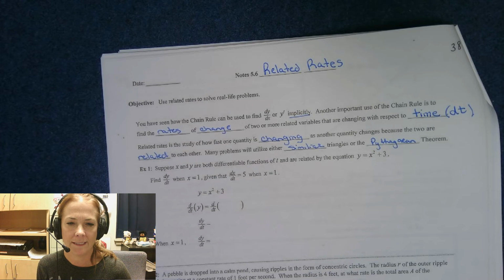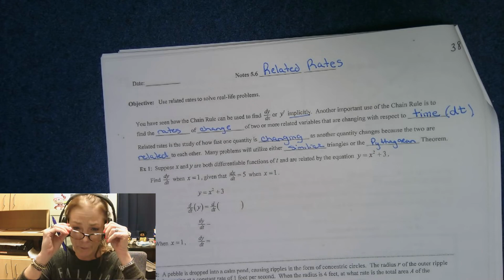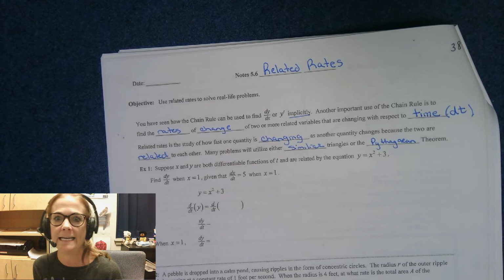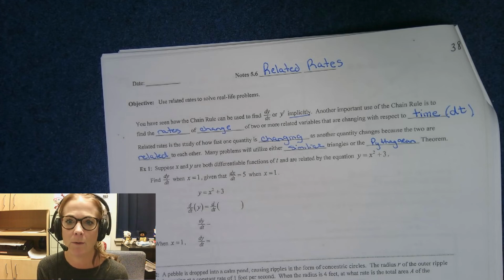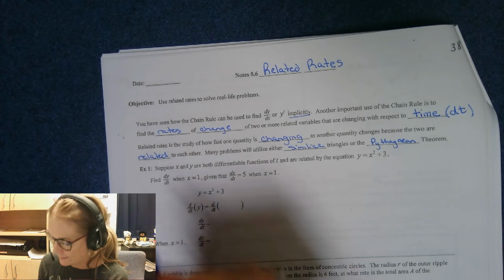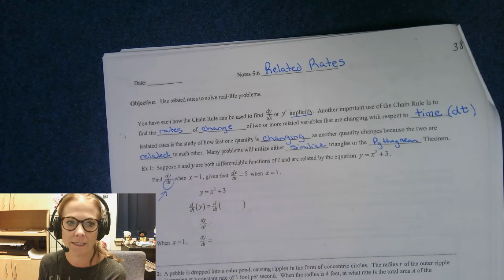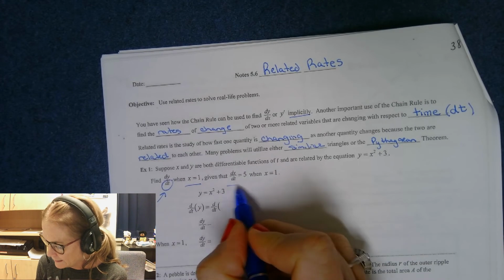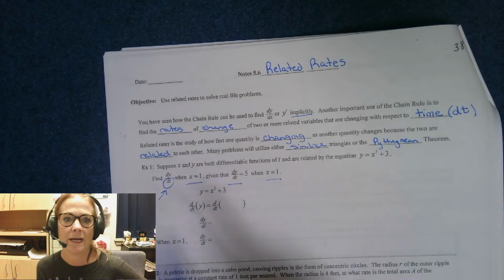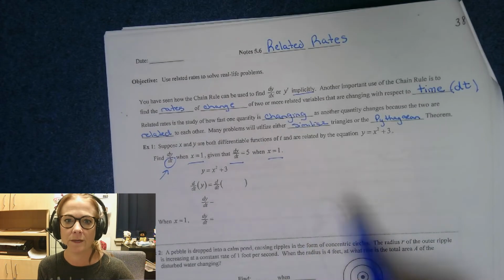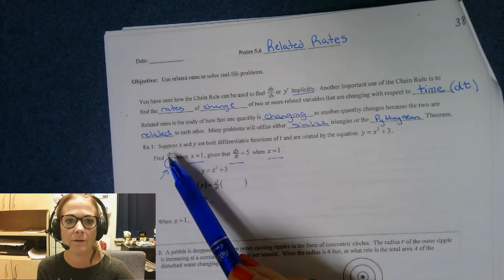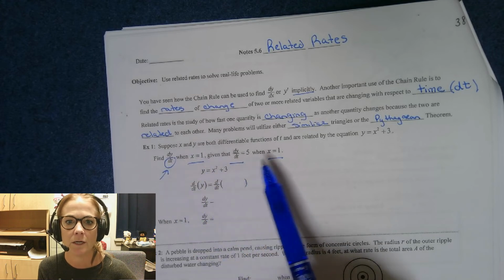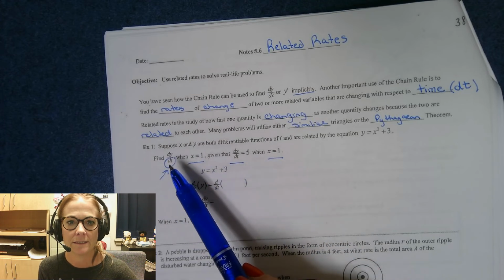So example 1 says, suppose x and y are both differentiable functions of t and are related by this parabola, y equals x squared plus 3. So find dy dt. That's huge right there to notice, that we're differentiating with respect to time, when x equals 1, given that dx dt is equal to 5 when x equals 1. So this is similar to our differentials, right? We're looking for the rate of y given this differential. So it's very similar, except what changes it is this with respect to time.